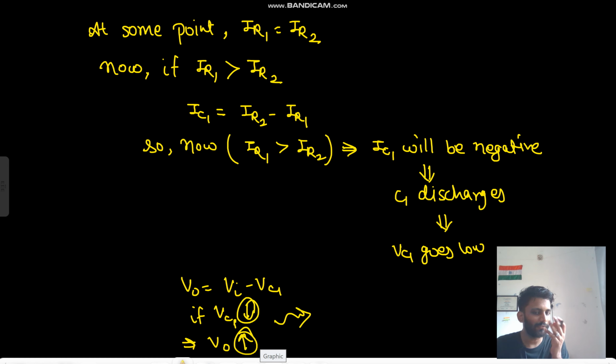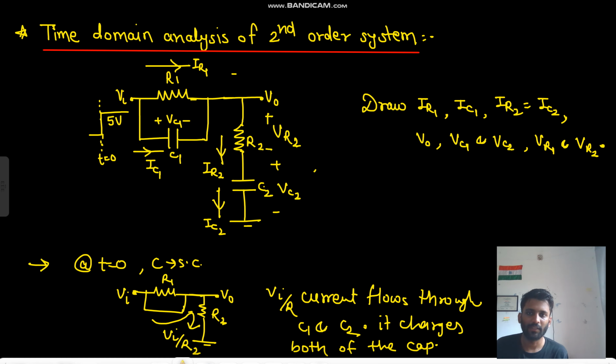Did you get this point? If IR1 is getting more than IR2, IR1 is more, IR2 is less, then the current IC1 will be negative. That means first the current was flowing in this direction, IC1, now the current is flowing in this direction. Now the current is flowing from right to left. I should show you with the diagram. Now your current is negative. The current is flowing in this direction. Now the capacitor is getting charged in the opposite direction. That means VC1 is going down. That means your V0 is going up.